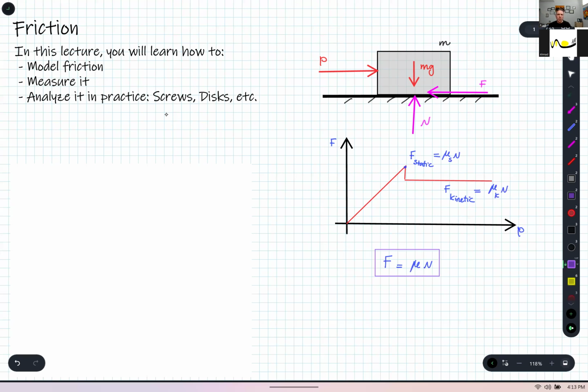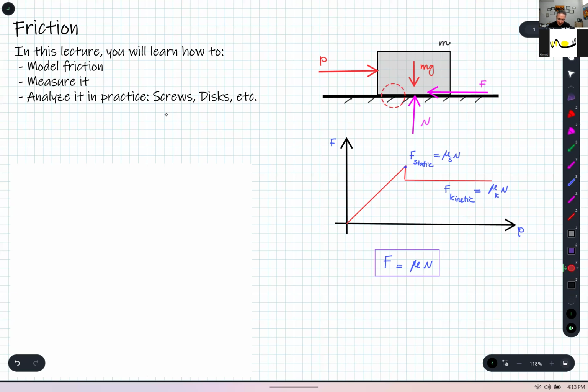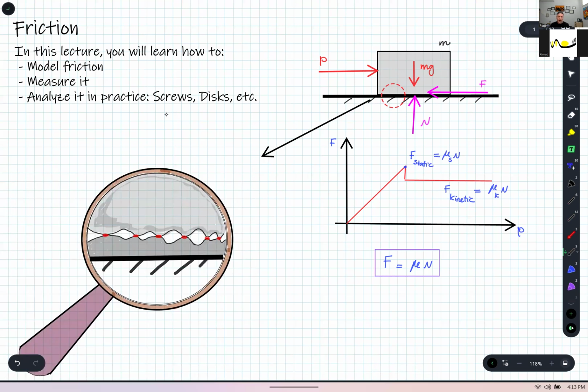All right? So the question is, why this behavior? Why do we see this maximum and then there is a drop? For that, if we zoom a little bit on a portion of this surface, what I will notice is that there are some bumps, and these bumps come in contact with each other. So our surface is not as smooth as we thought initially.